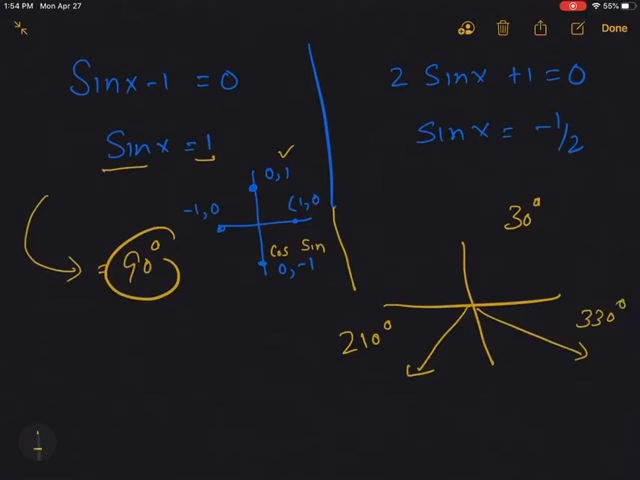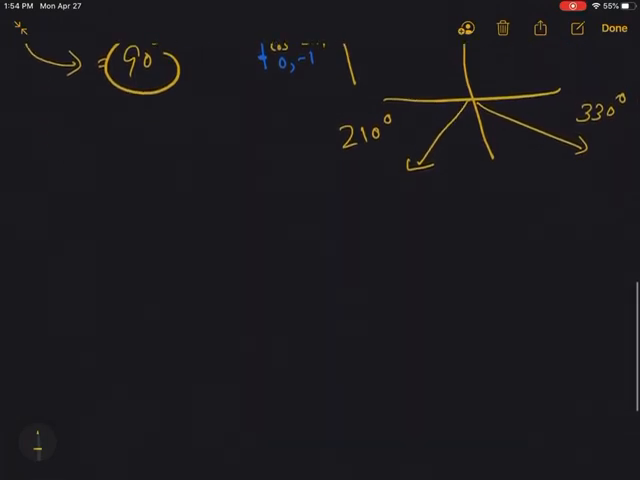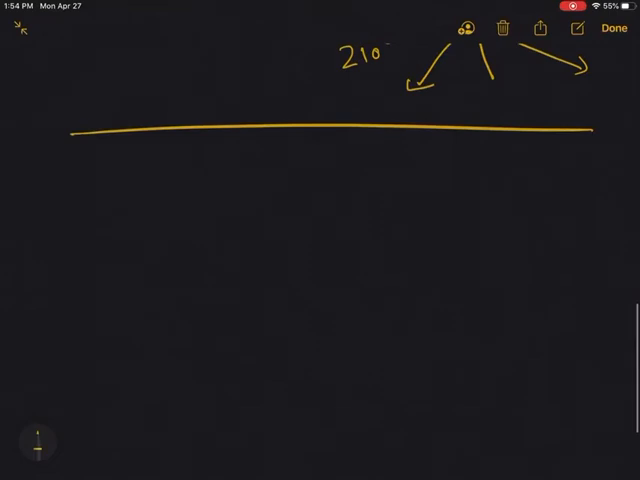Here you go. So that's what I have for my first example. Let me show you one more. This is example number 5. I have 2 sine squared x plus 3 cosine x minus 3, and it's equal to 0.